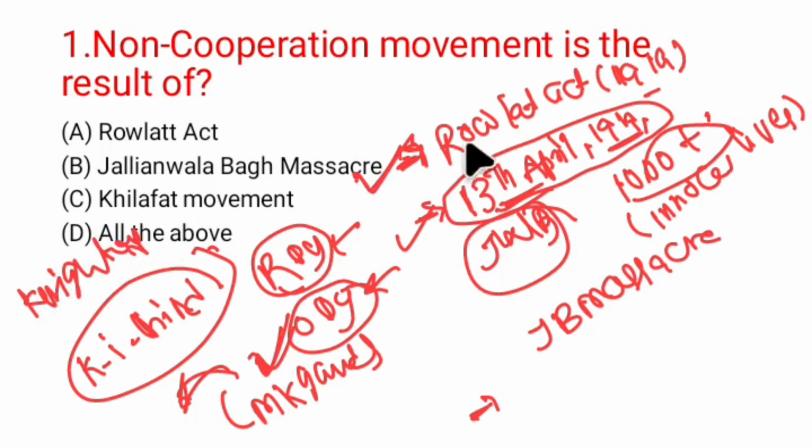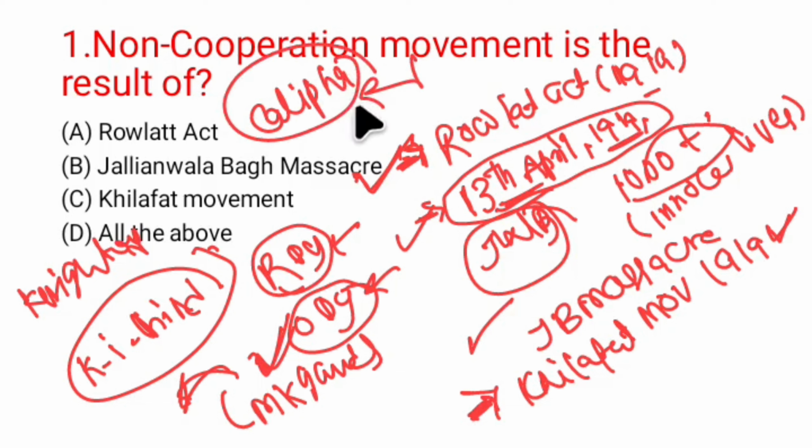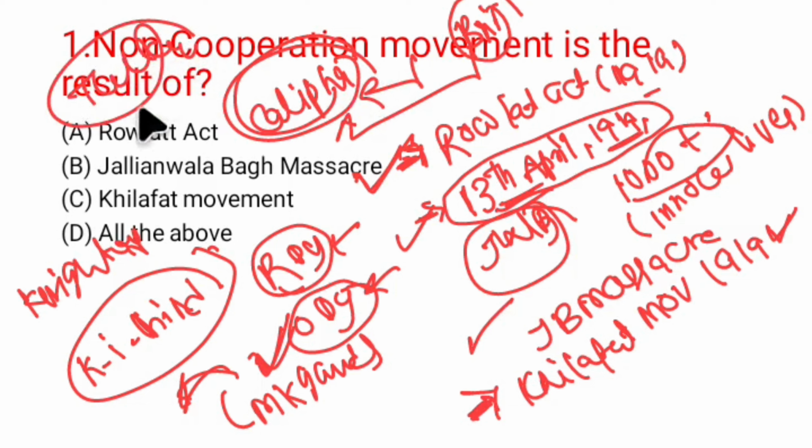So the Rowlatt Act and Jallianwala Bagh massacre, and the next, the Khilafat movement, was also begun in the year 1919, because of the humiliation of Turkey, basically the Khalifa. There was a Khalifa post, and Muslims consider this as the leader of Muslims in the world. But the Britishers humiliated this Khalifa post, because Turkey lost the war.